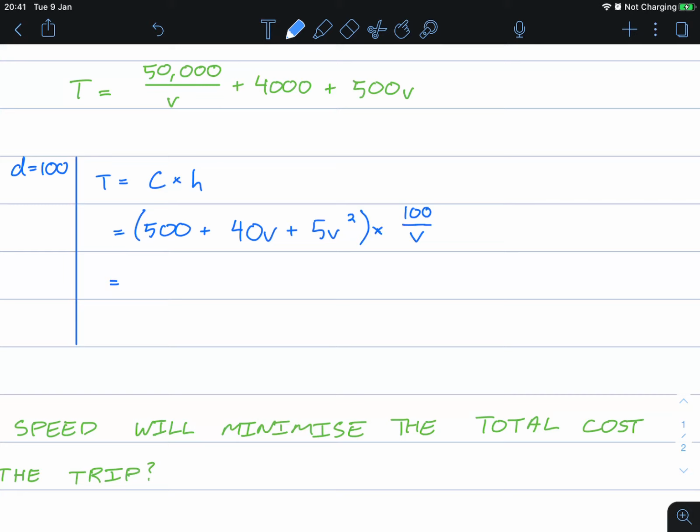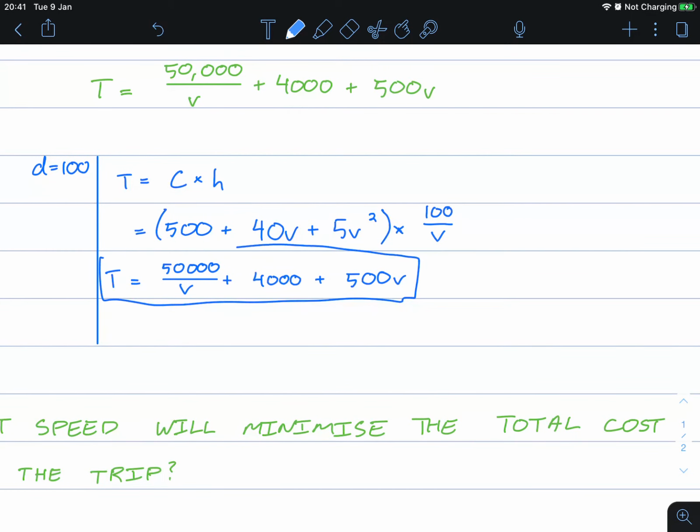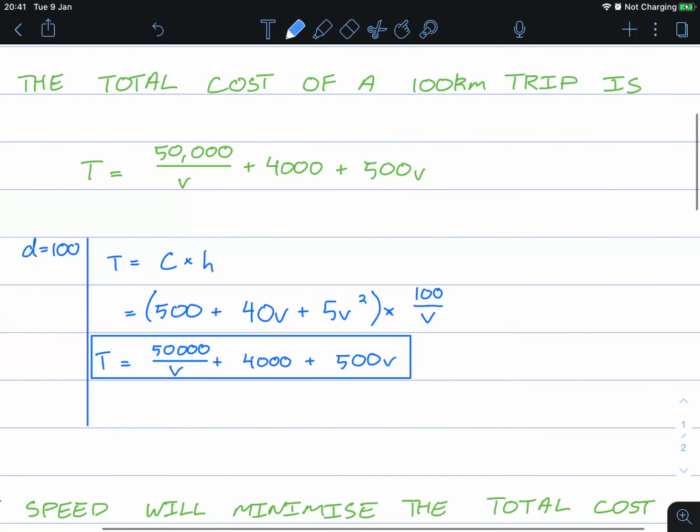Expanding this equation, 500 times 100 is 50,000 on V, plus 40 times 100 is 4,000, V times 1 on V, those will cancel. Plus 5 times 100 is 500V, because that V will cancel with this one. And take a look, that is the expression we were looking for, as it matches what the question was asking of us.